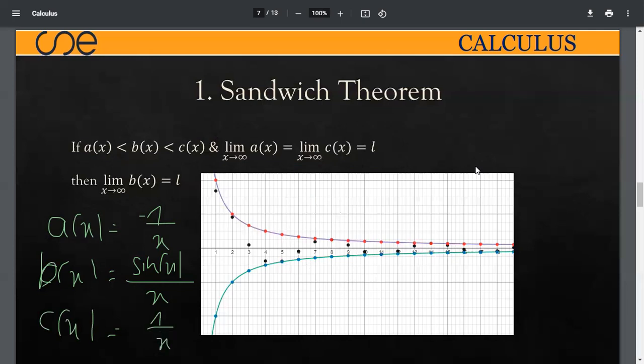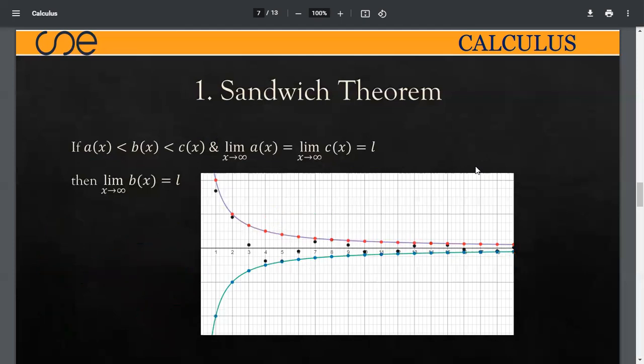See that my a of x tends to 0. Also my b of x tends to 0. So here is plus and here is minus. Tends to 0 as well. Then for sure sine x over x tends to 0 as x tends to infinity. And this is called the sandwich theorem.